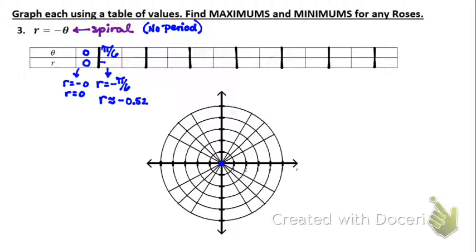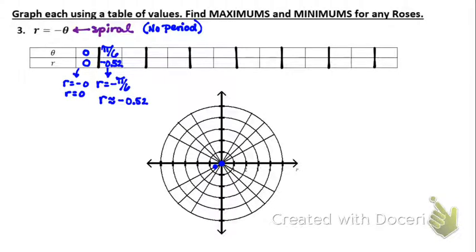Negative 0.52. So here's my pi over 6 line. If it's negative, am I going to move further into the first quadrant? No, I want to go backwards into the third quadrant. So it's going to be right about here.